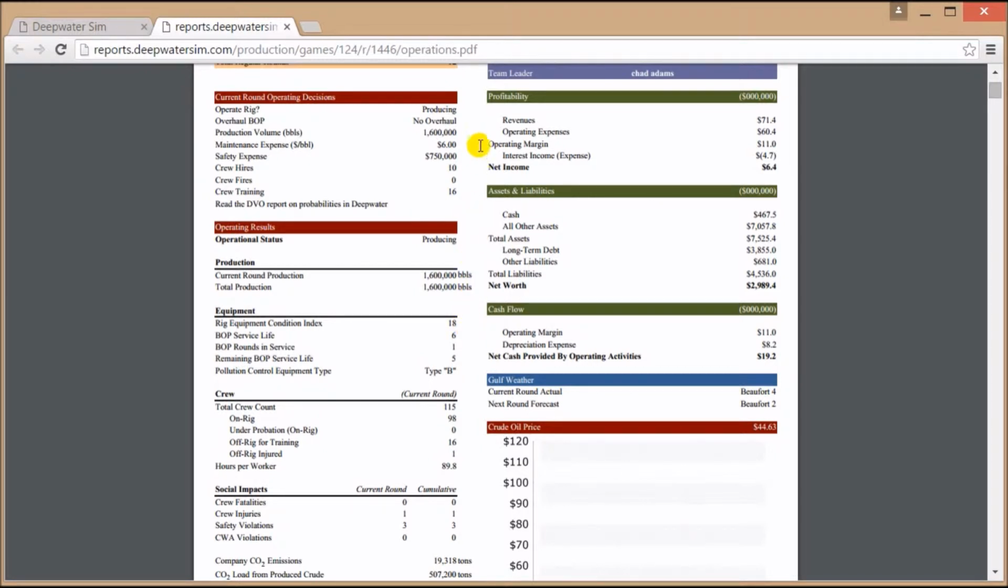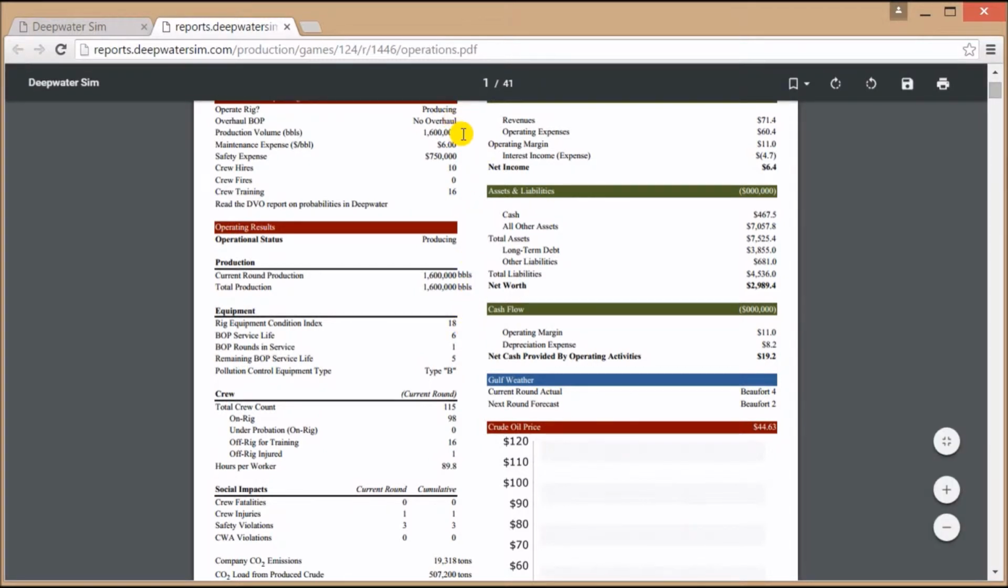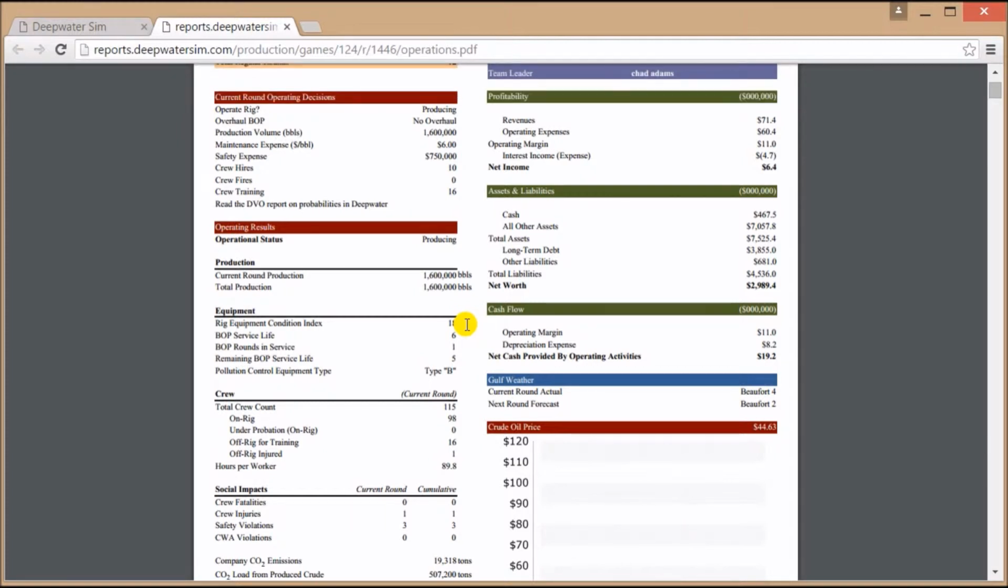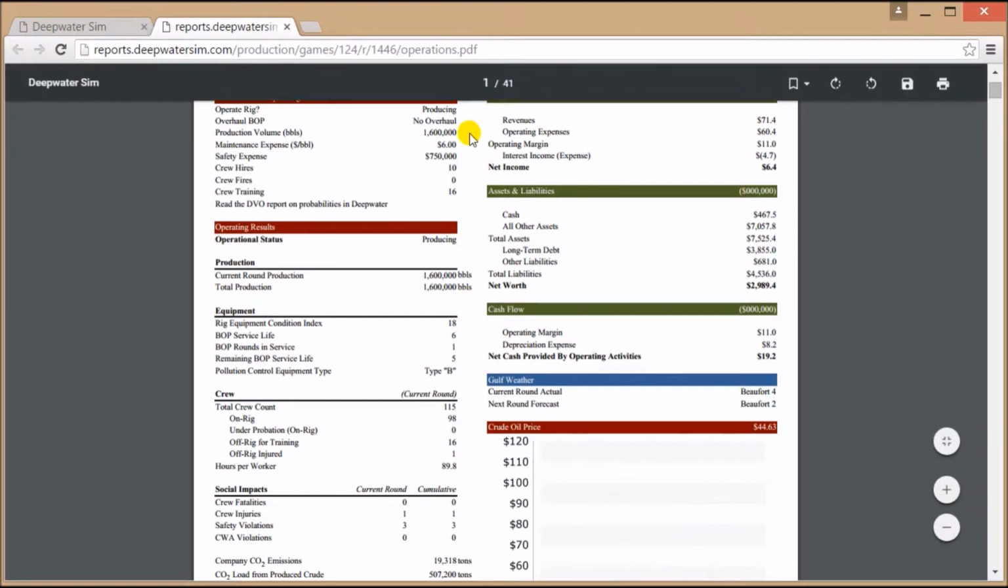So there's a very direct connection between amount produced, amount spent on maintenance, and the RECI. Now, the RECI carries over into the next round, in that this round ended with an RECI, an index of 18. The next round begins at 18 and then adjusts, changes depending on the production and the maintenance in that next round.